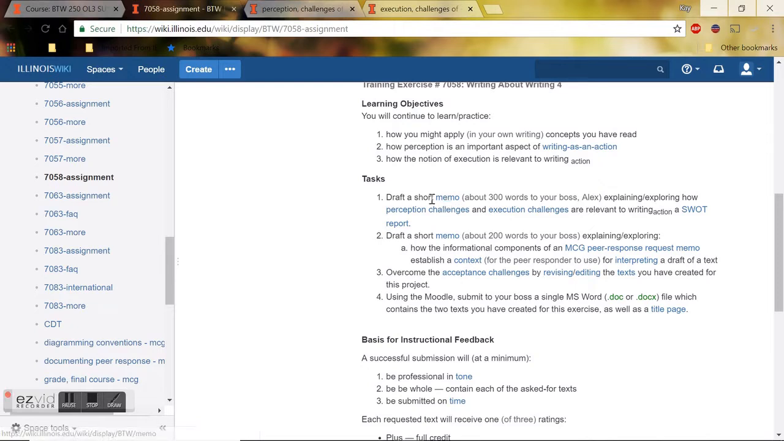So I know I need to write a memo, and at this point, this should look very familiar to me. So it should be in memo format. It should be from me to Alex Nostrovia. But I need to know what the perception and execution challenges are.